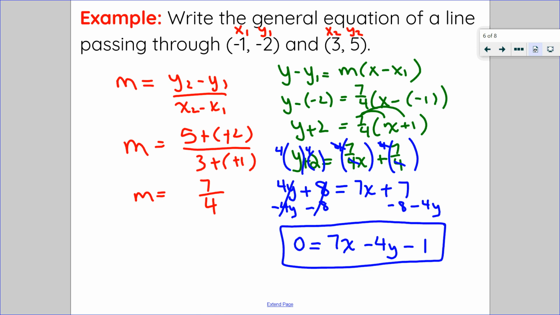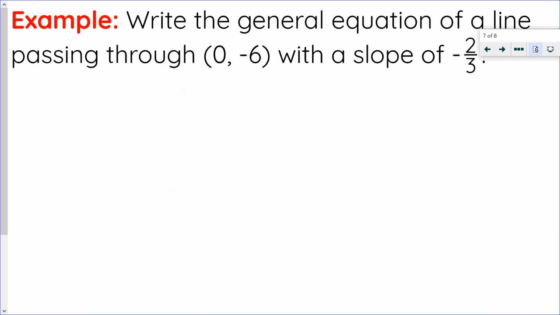Let's try one last question. So in this question here, I want to again come up with the general equation of a line passing through the point 0, -6 with a slope of -2/3. Now, we totally could use point slope form because I have a point and a slope. However, that point is a very special point, and that is a y-intercept. So I know when x is equal to 0, the y value that goes with it is my y-intercept. So I know I have a y-intercept of -6.